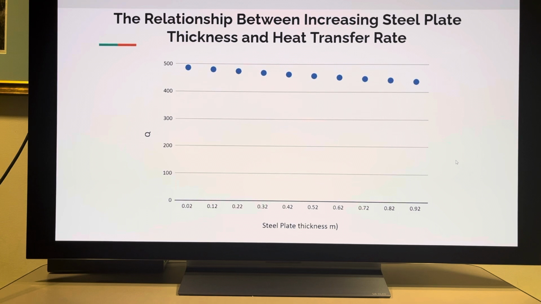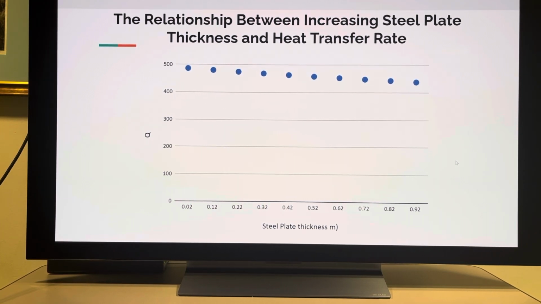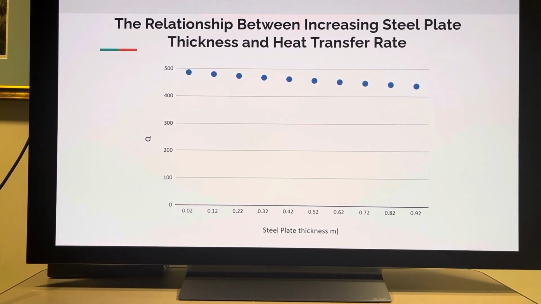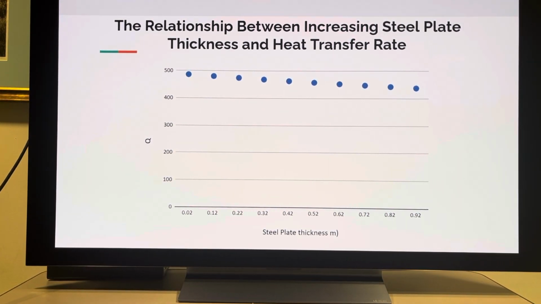The relationship between increasing steel plate thickness and heat transfer rate. As you can see from this graph, there's a slight decrease in heat transfer rate as the steel plate thickness increases.